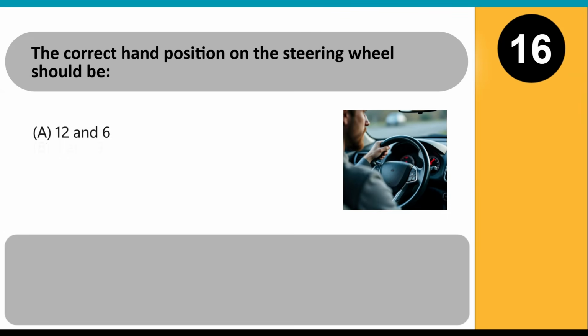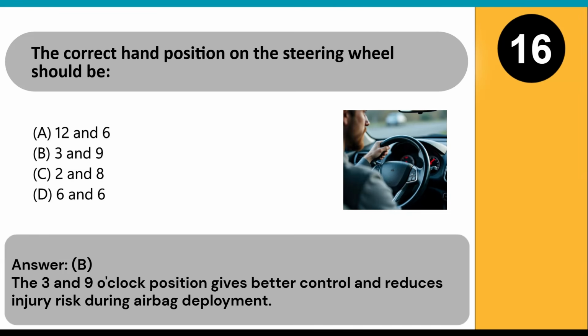The correct hand position on the steering wheel should be: A. 12 and 6. B. 3 and 9. C. 2 and 8. D. 6 and 6. Answer: B. The 3 and 9 o'clock position gives better control and reduces injury risk during airbag deployment.